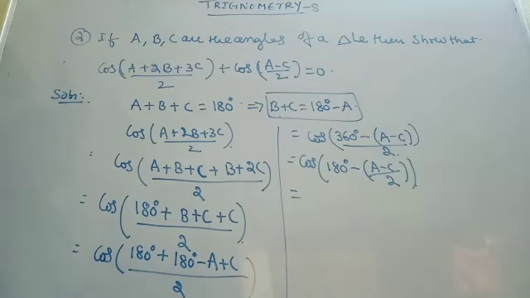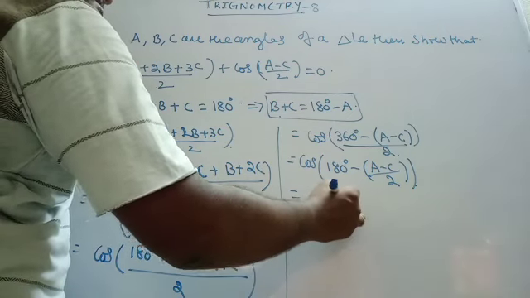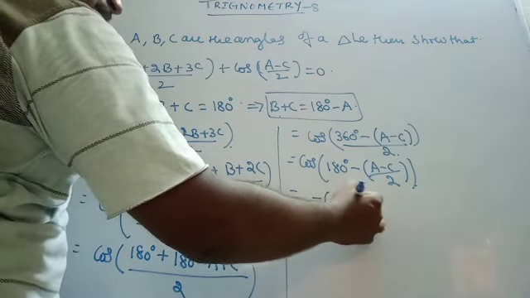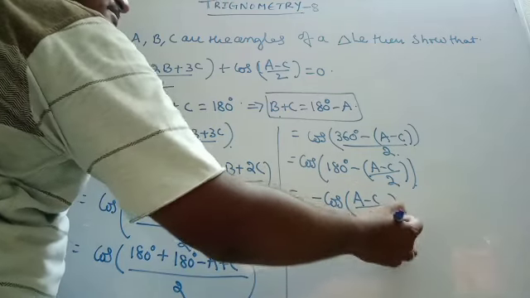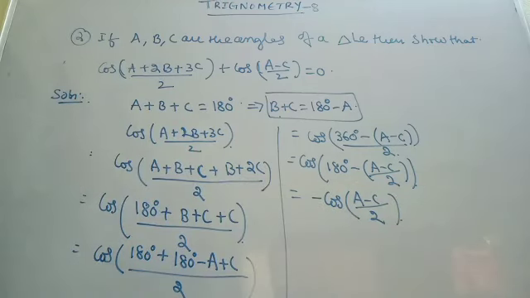Now cos of (180 degrees minus theta) is minus cos theta. That means minus cos theta. In the place of theta, you are having (A minus C) by 2, like this. Wonderful. That means we have got this, and now you take the left hand side part and add.